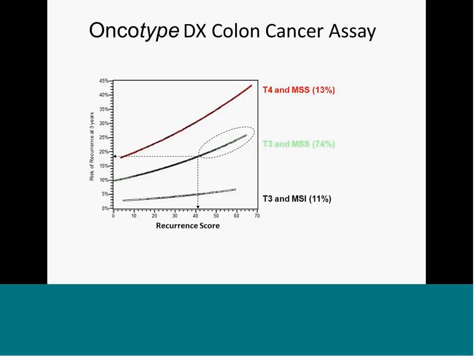Now, let me tell you about the Oncotype DX, and this is what Sandeep was talking about. This is probably the most important figure out of the paper. So this is the Oncotype DX. The recurrence score is here, and the risk of recurrence. You have to be aware of three types of groups when you order this test. The first group is down here, which are the MSI patients.